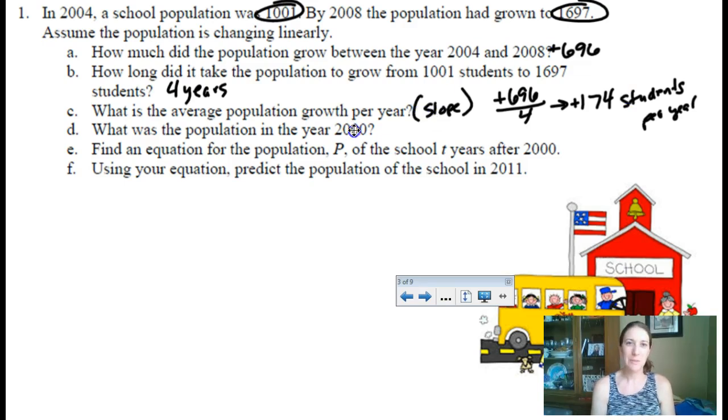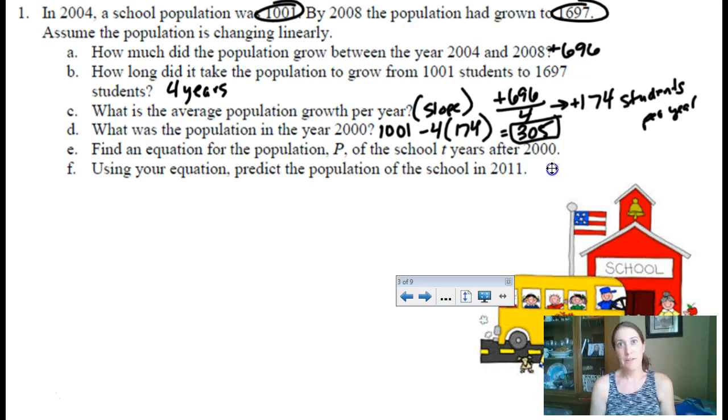The next question is, what's the population in 2000? There's a couple different ways we could figure this out. We're extending our data kind of backwards. So remember, it was 1,001 back in 2004. And then, since we're going backwards now, we have to take away 174 students for every year that we go back. So we go back to 2003. What are we doing? 2002, 2001, 2000. So we have to subtract off 4 decreases of 174. So I don't know, 305, I think I calculated that to be.